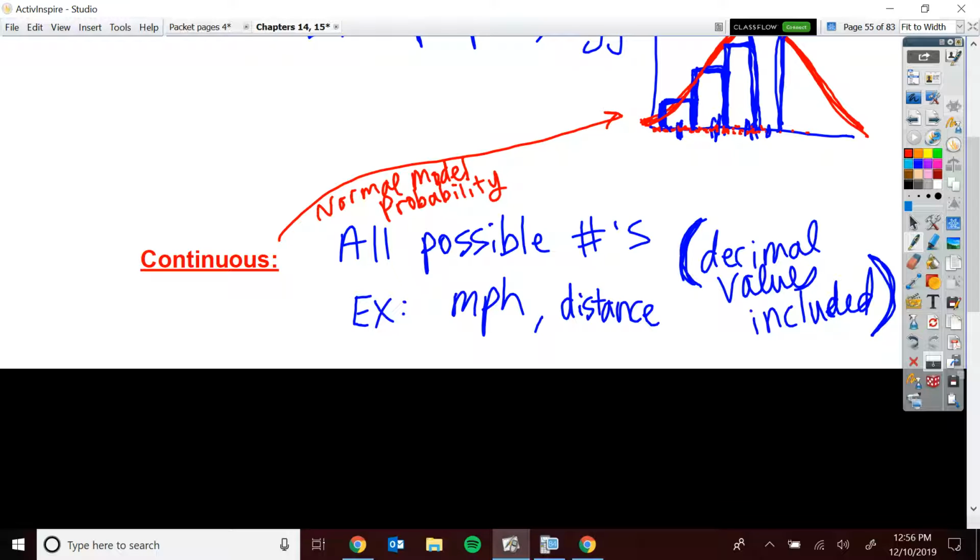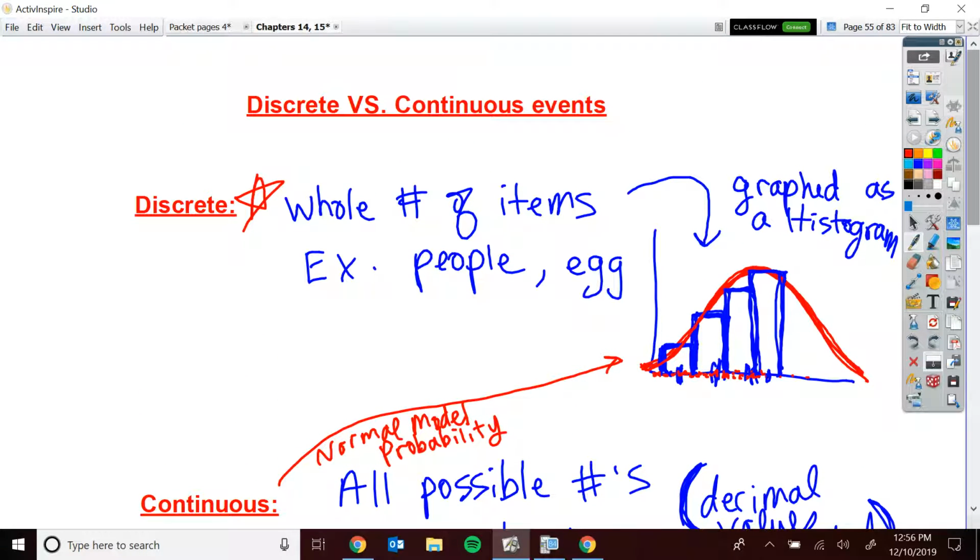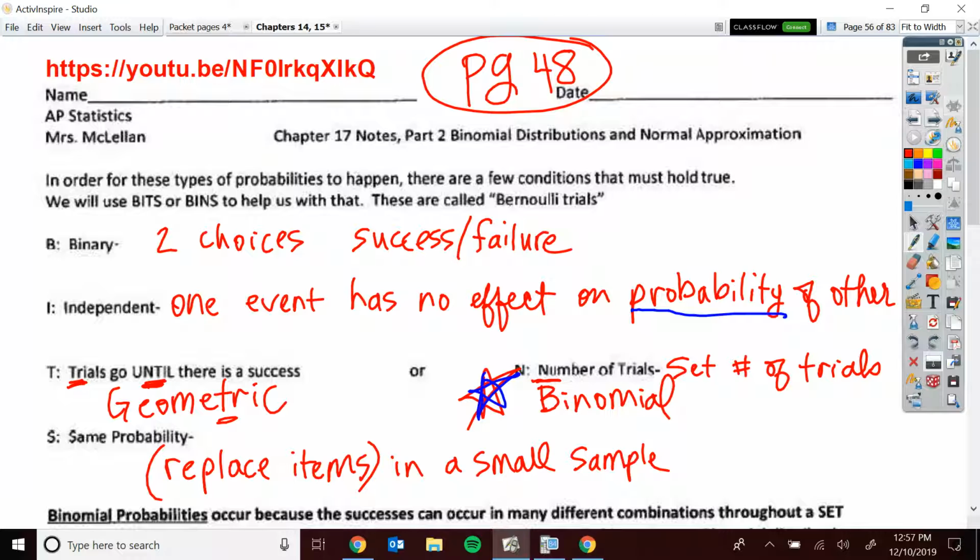Okay. So that plays into what's going on today, because what we've been doing this chapter is the discrete probabilities. And today, we're going to eventually try to approximate a discrete probability with the normal model and see how close those are, because normal model math is easy in a lot of cases. So let's go to what you do have on page 48.